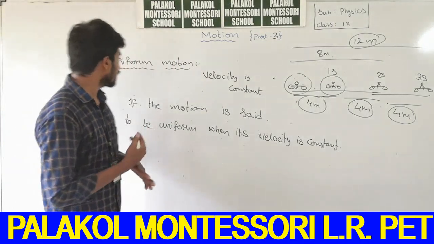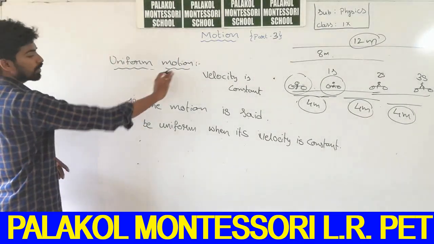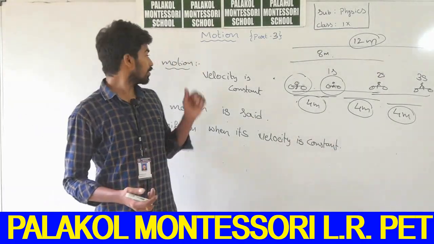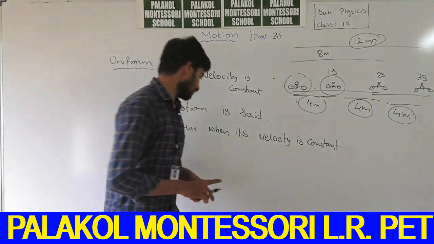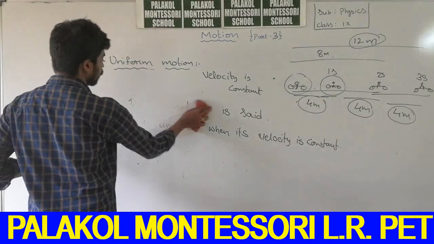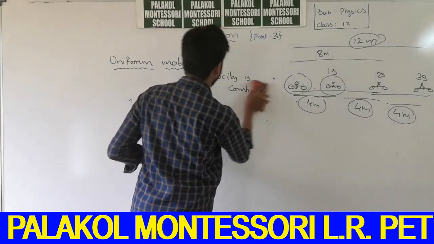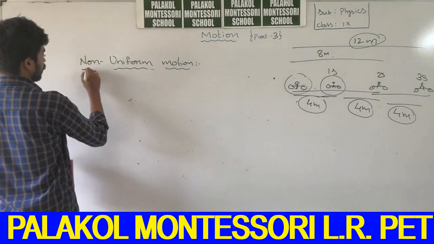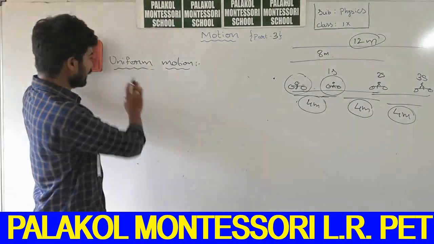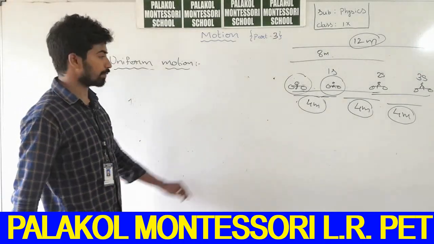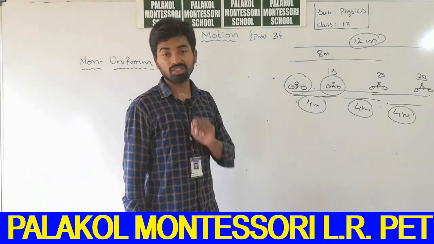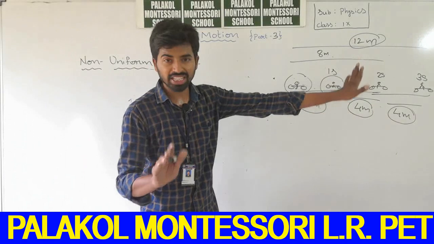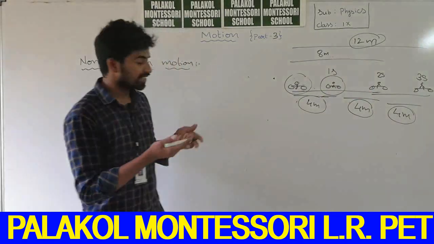So, let us discuss non-uniform motion. What is uniform motion? If the velocity of the object is constant, then the motion is said to be uniform motion. Now, non-uniform motion. In uniform motion, your speed must be constant, and your direction is also the same. If the direction changes, then you can't say that it is uniform motion.